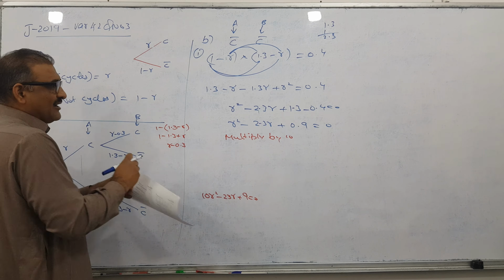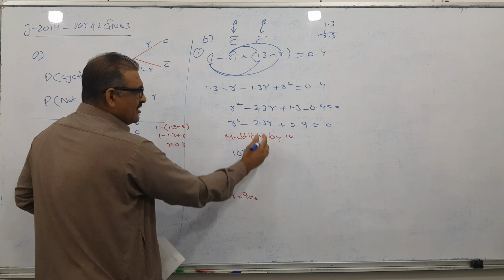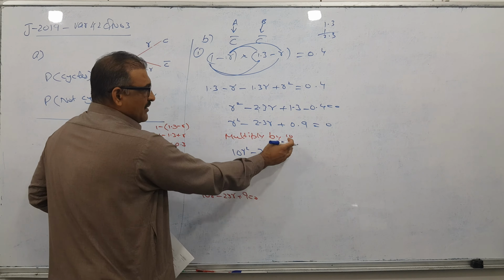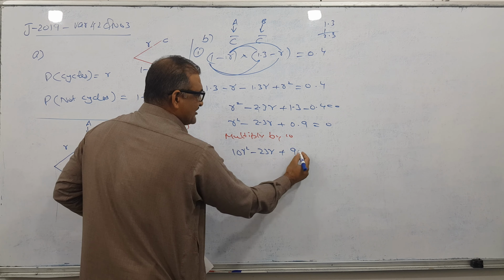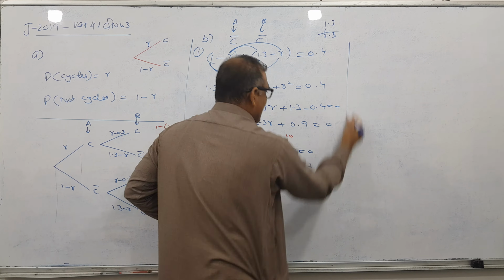When I multiply by 10 here, I got 10r square. Multiply 10 here, I got 23. Multiply 10 here, I got 9. So alhamdulillah, proved. So this is done as well.